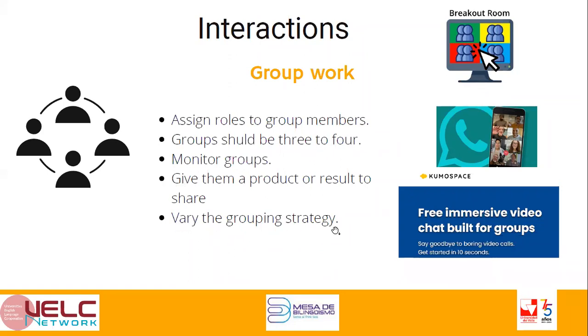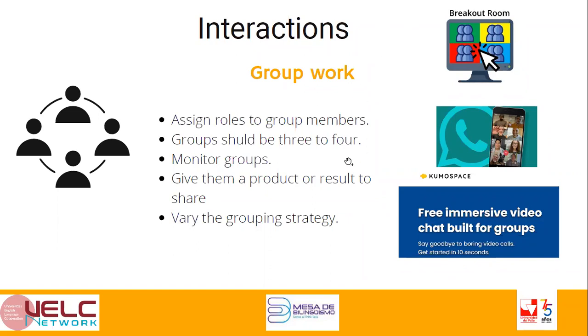And here, you should have a clear grouping strategy, but it's also recommended that you vary it. So if for one class you do it randomly, for the next class maybe you have pre-established groups, and for the third class you tell them to select the groups, or, as we did in the classroom, remember, you assign colors and all the blues are in a group, all the greens are in a group, etc.